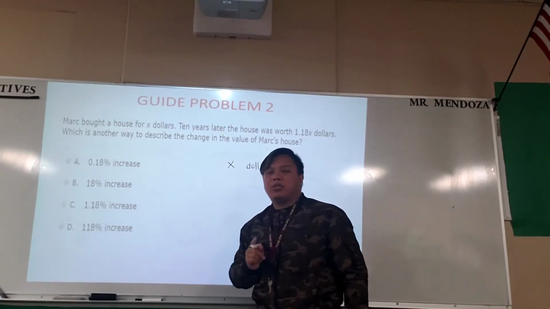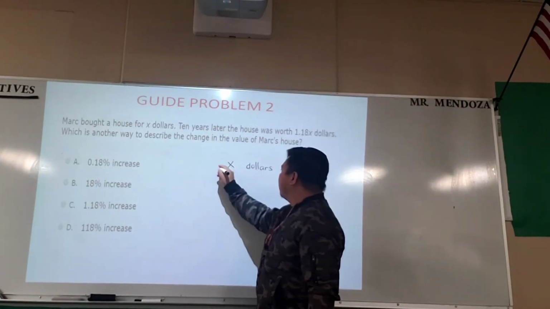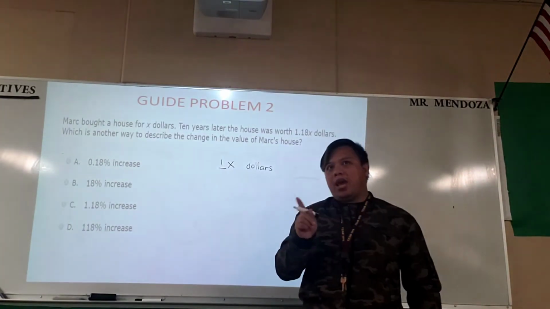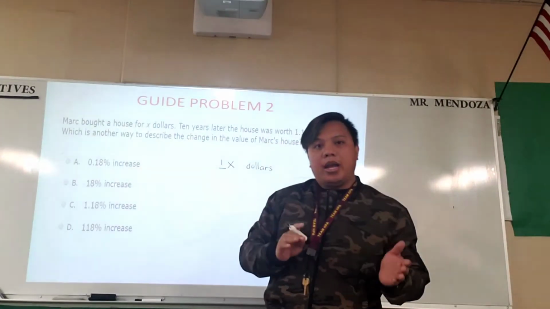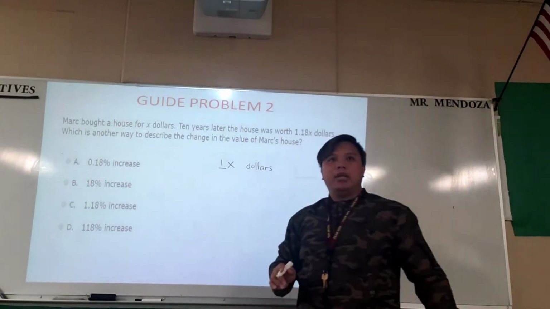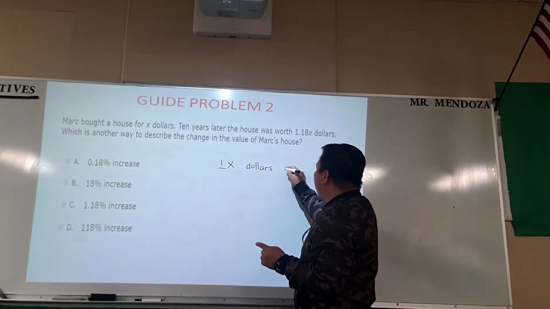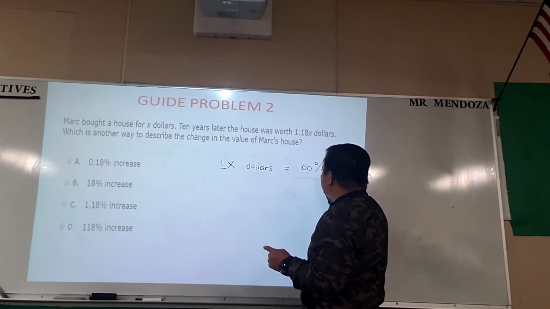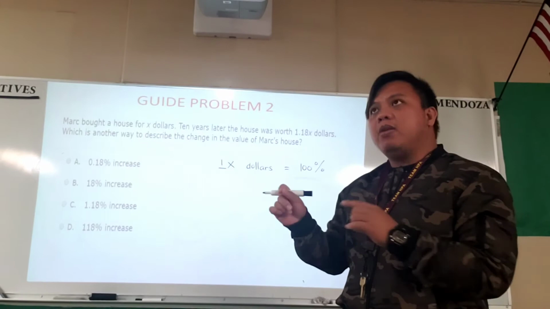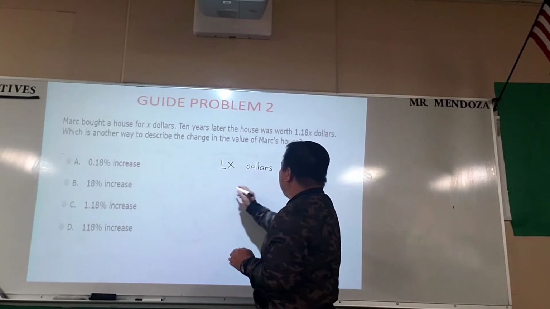So if Mark's house started from X dollars, I would represent it as 1x in there, because I know for sure that x is actually equal to 1x. So it is invisible, but it's understood that there must be 1 in there. And since it started from 1x, I would represent it as 100%. So the value of the house at first can be represented as 100%.